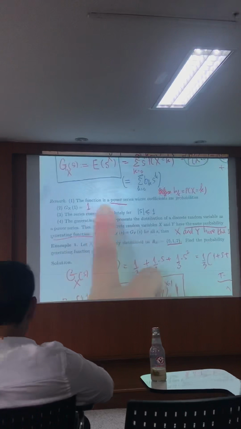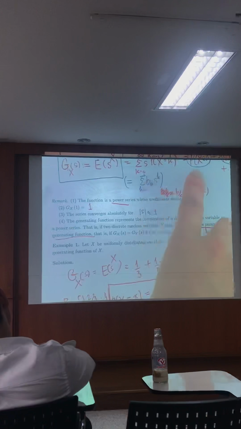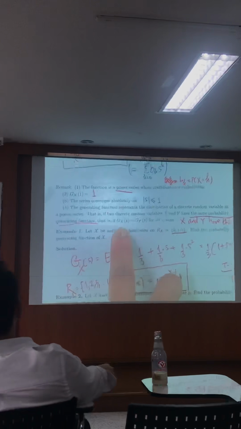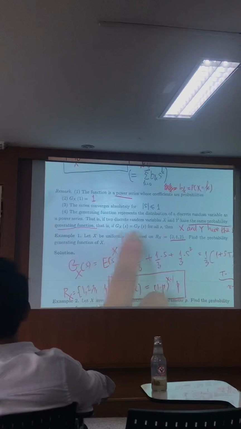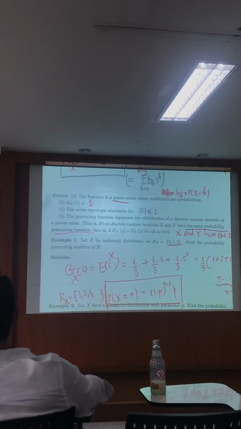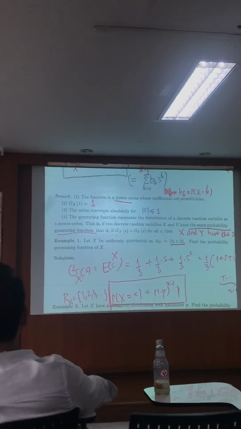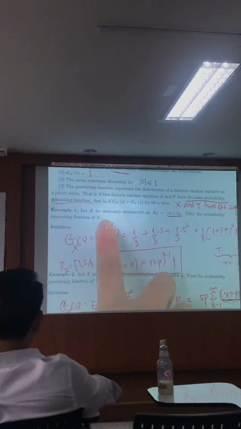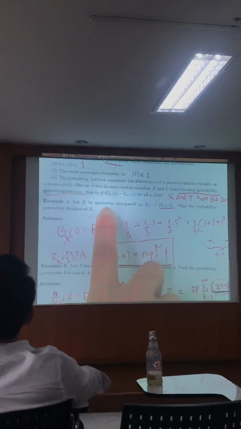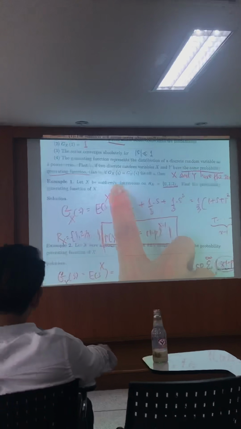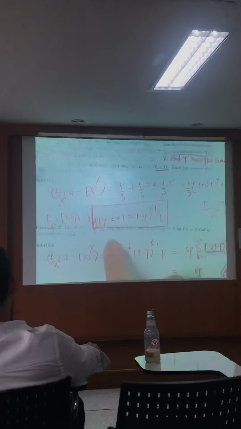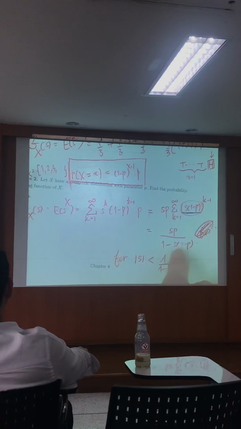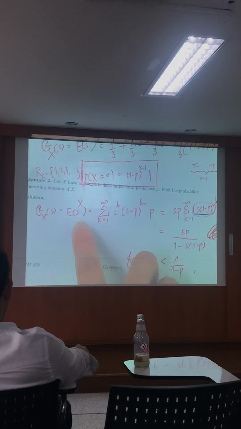It is a power series where the coefficient is just the PMF, right? What else? If you know that two variables have the same PGF, then they have the same distribution as well. That's property 4. And example 1 shows us how to find the PGF of a uniform random variable. We will not look at that. And then for the geometric distribution, this is the PGF, right? So basically, just find the expectation of s to the X.